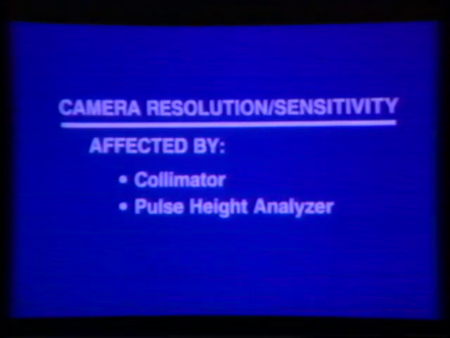In effect, then, we have two factors that are directly affecting the resolution and sensitivity of the camera. The collimator allows only those photons that are traveling perpendicular to the detector to interact with the crystal, and the pulse height analyzer then analyzes the events which pass the collimator to determine if they have been scattered or not. In this way, we make sure that only events that came from a molecule of the radiopharmaceutical located directly under the camera are used to produce an image.